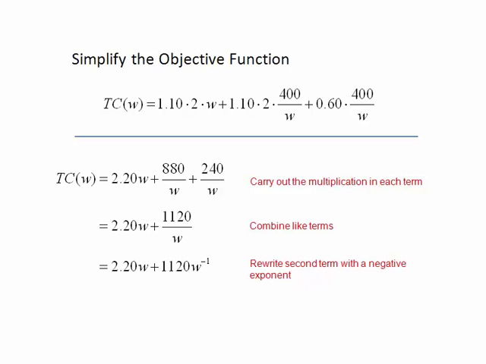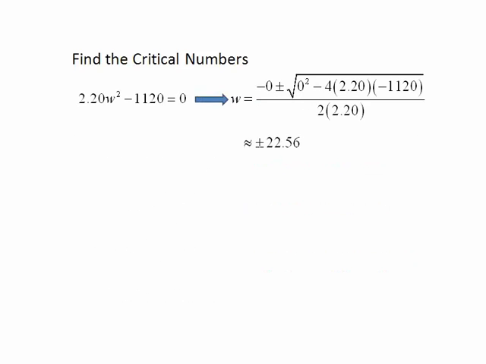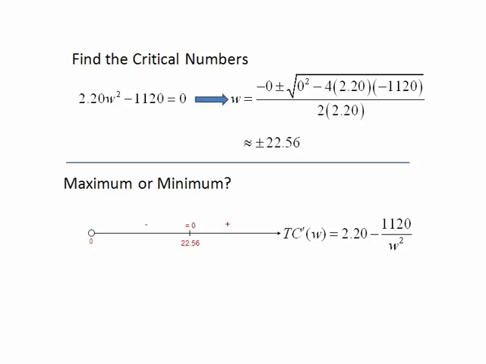The total cost can be simplified to yield 2.20W plus 1,120 times W to the negative 1 power. Next, we find the derivative and locate the critical numbers by setting the derivative equal to 0. This leads to a single realistic critical number at approximately 22.56. The first derivative test indicates that the critical number corresponds to a relative minimum.